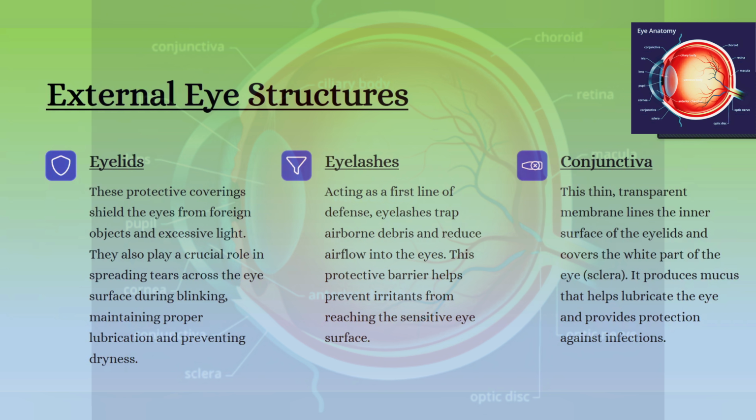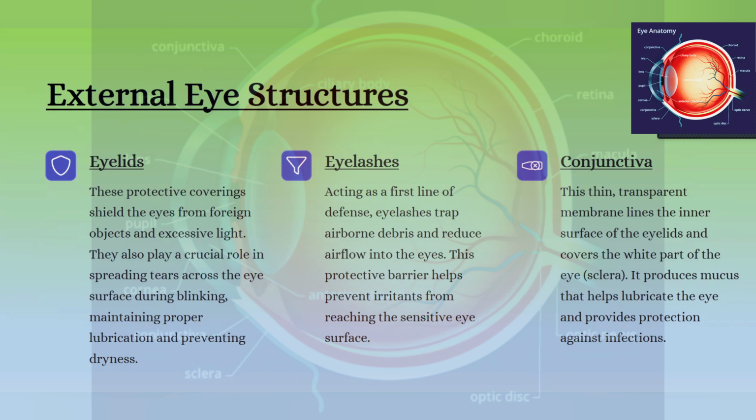Got it? Next is eyelashes. Eyelashes are basically the first line of defense. Why? Because sometimes airborne debris gets trapped in the eyelashes, and it reduces the airflow into the eye. This is a kind of protective barrier that helps prevent irritants from reaching the sensitive eye cells.